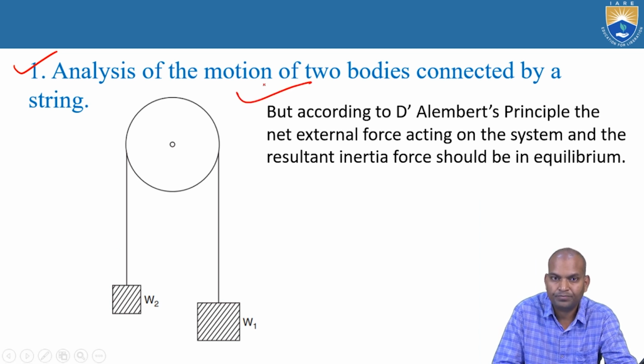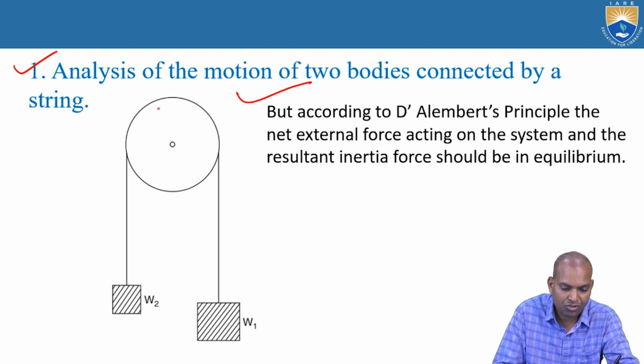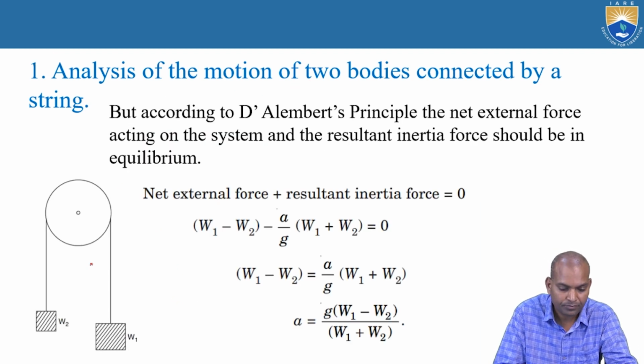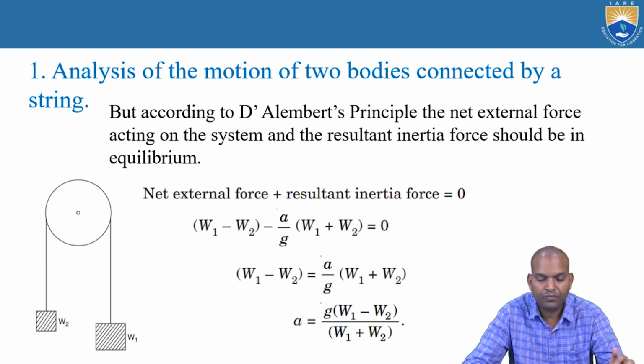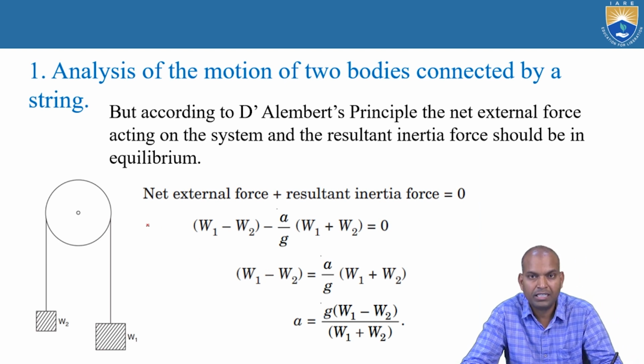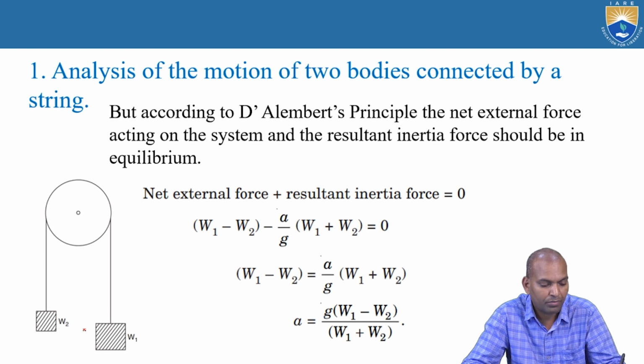Dynamically equilibrium, then the body is said to be in equilibrium. Now consider two weights, two bodies connected by a string over a pulley. Here W1 and W2 are the two weights. The net external force, the resultant force, is W1 minus W2, since W1 is greater than W2.